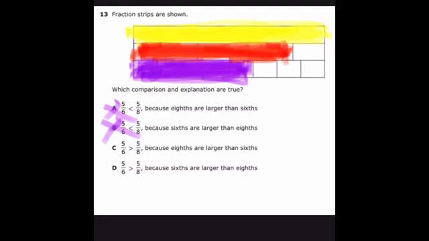Let's look at C. 5/6 is greater than 5/8. Yes, we know that. We can see that bar is longer for 5/6 than 5/8, because eighths are larger than sixths. No ma'am, no sir. This part right here is not true. All right, and then the last one, our last hope. 5/6 is greater than 5/8, yes, because sixths are larger than eighths. Yes.